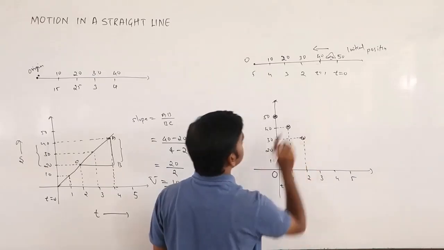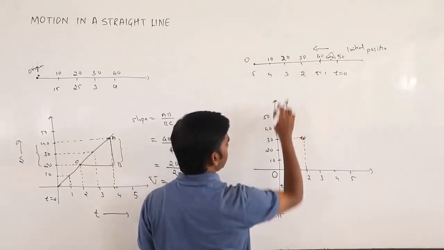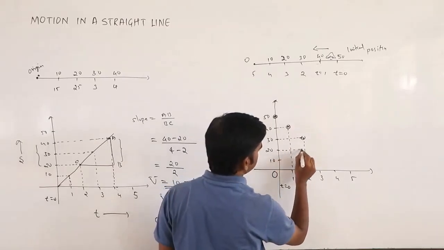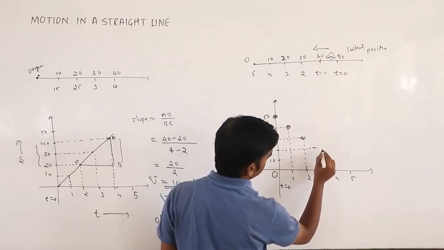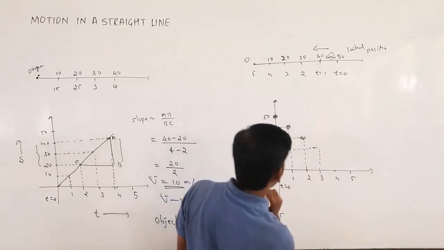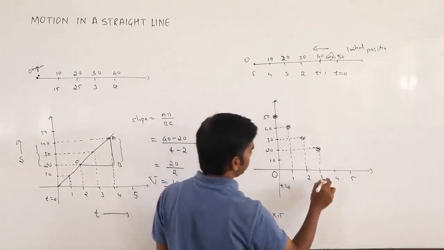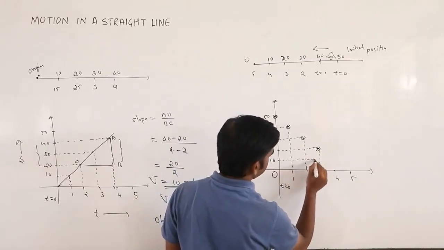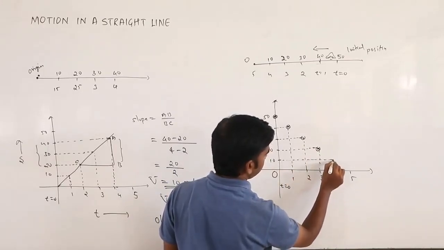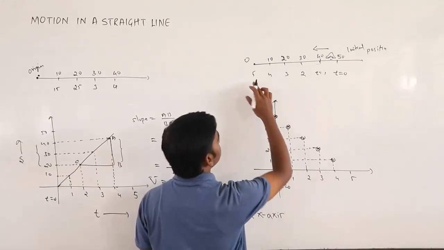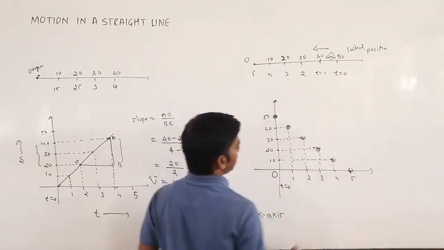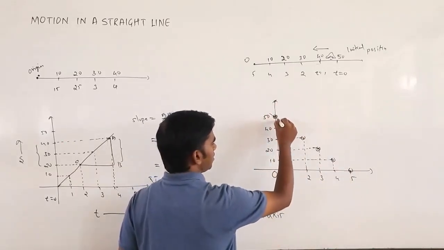So next point, for 3 seconds, it is coming to 20. Okay. So for the 4th second it is coming to 10. For the 5th second it is coming to 0. Okay. So this is what is going to be your graph.